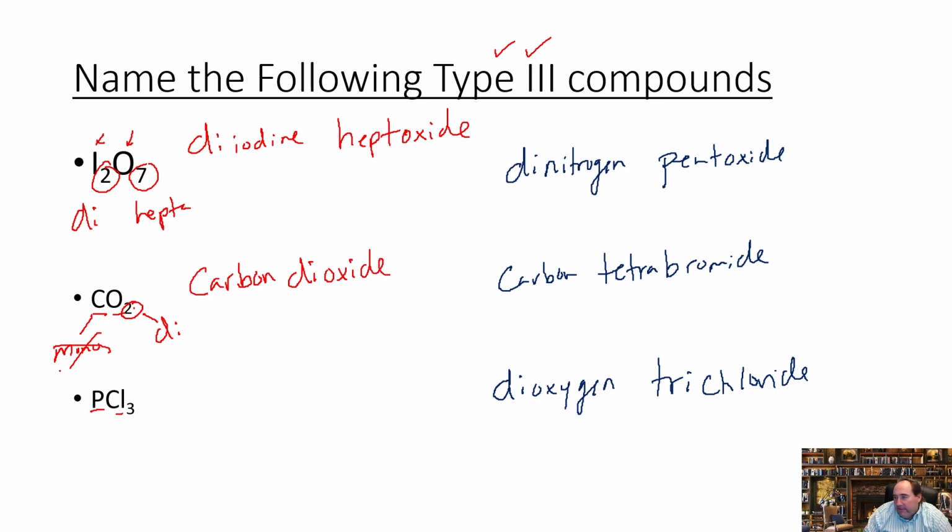Once again here, phosphorus is a nonmetal. Chlorine is a nonmetal. So again, telling us type 3. Once again, we have 1 phosphorus, which is mono. We have 3 chlorines, which is tri. Once again, we do not use mono on the first name, so we're just going to use the whole name, which is phosphorus trichloride.